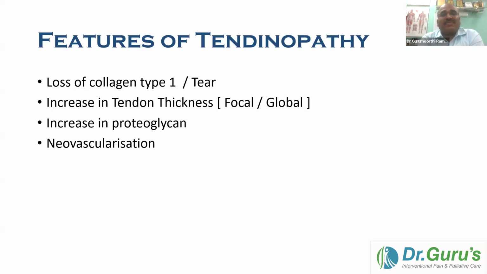So there is a loss of collagen fibers, especially type 1. Then there is obviously an increase in tendon thickness, either local or global. There can be an increase in extracellular matrix, especially in the form of proteoglycans, and finally neovascularization. These are the cardinal features of tendinopathy. So if your patients have tendinopathy, you have to mention at least 3 of these points, right? So loss of collagen fibers, increase in tendon thickness, increase in proteoglycan, and finally in later stages it can be neovascularization, right?